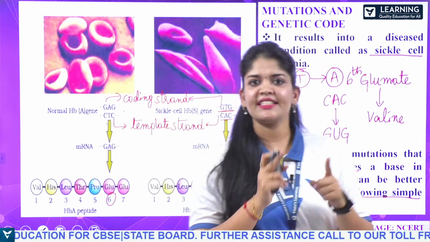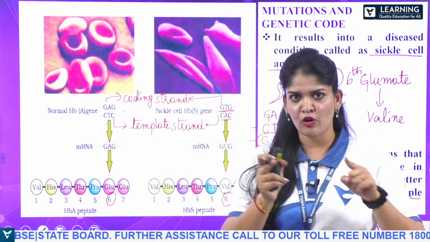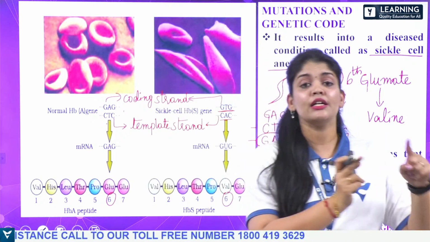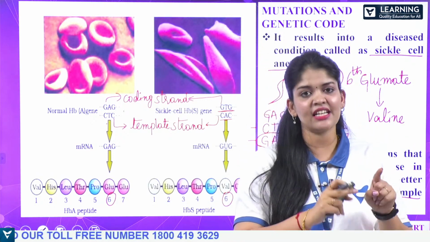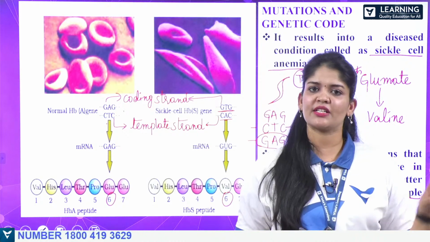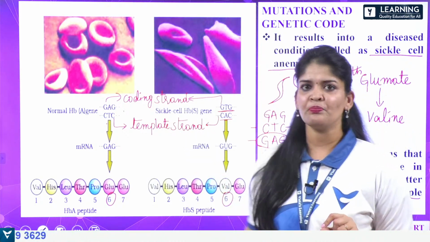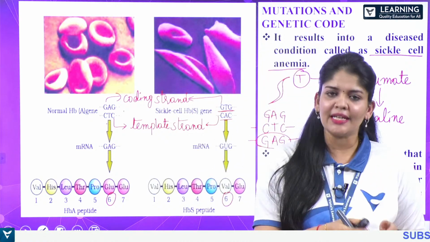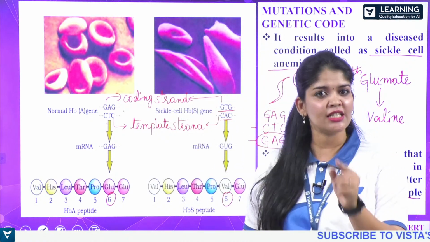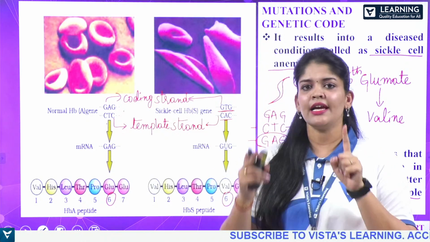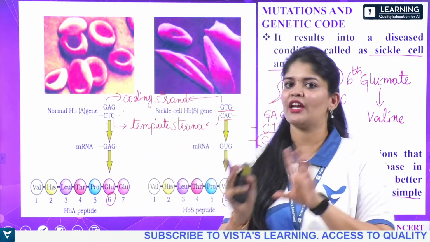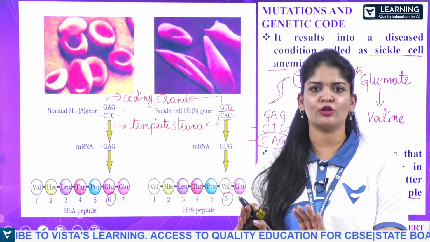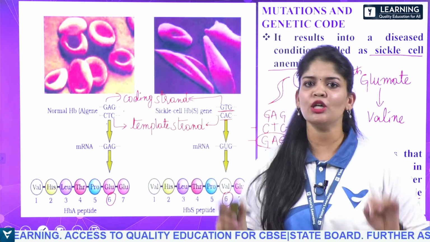A single base pair change happens at the DNA, which is carried forward to the mRNA, and therefore there is a change in the code, which leads to a change in the amino acid appearing in the sequence of amino acids in the protein. So this is how glutamate is replaced with valine, just because of a change in a single base pair. That is, in the place of thymine, we have adenine in the DNA, and that is carried forward to the mRNA, and from mRNA to the protein.